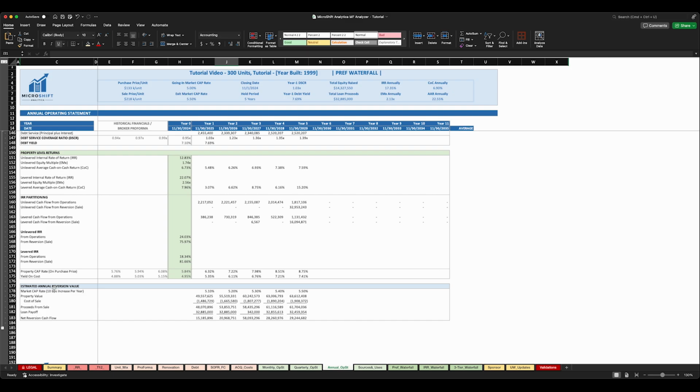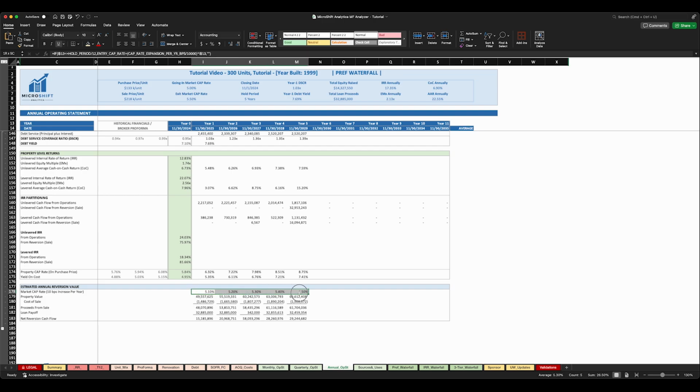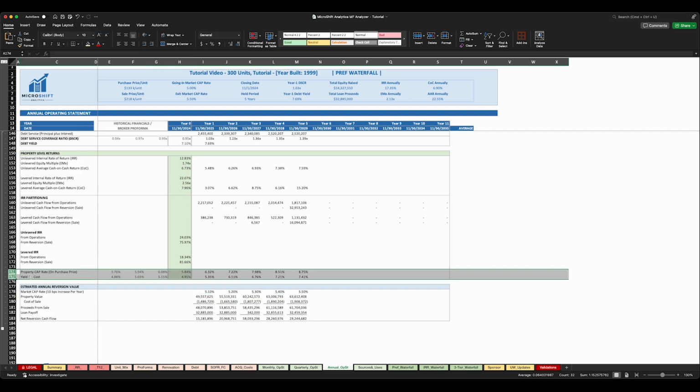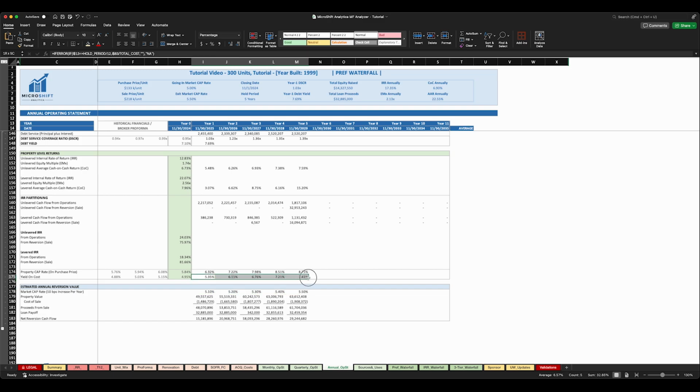And at the bottom of the annual operating statement, we have this table, the estimated annual reversion value. And this just estimates your cap rate, based on the cap rate expansion you stated in the summary tab. And using the NOI for that year, it estimates your property value. So just taking the NOI divided by the cap rate. Another useful metric that I use when underwriting deals, I look at the yield on cost and compare that to my market cap rate to see if there's any spread between the yield on cost and market cap rate for the year I plan to exit.